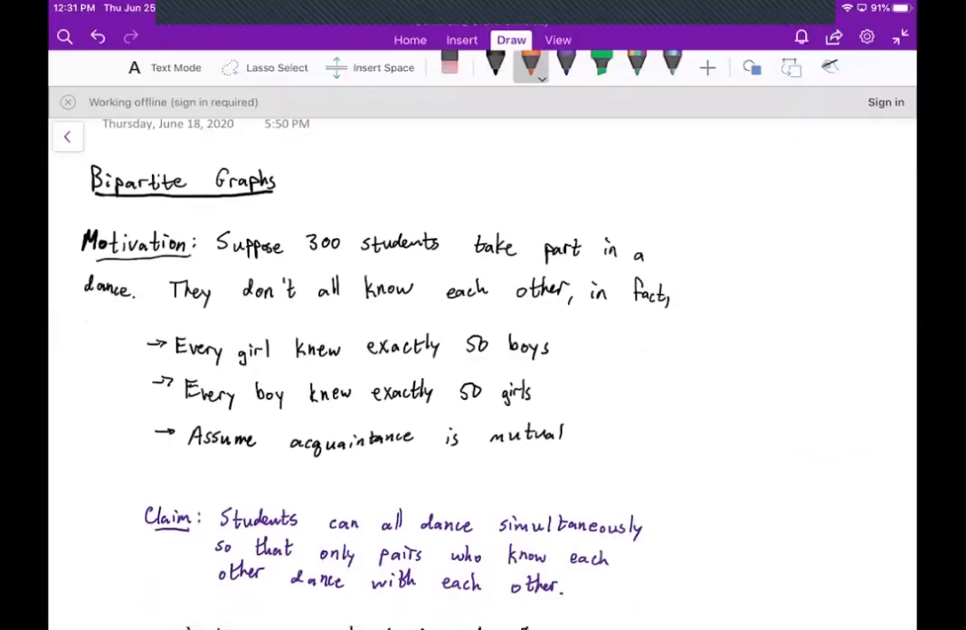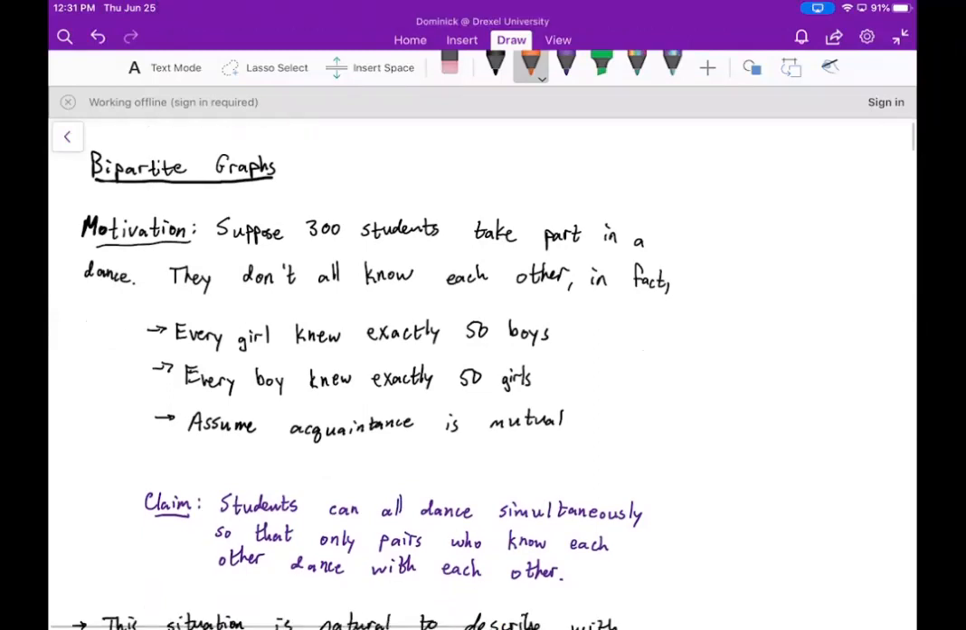Okay, guys, welcome. Today we're going to talk about bipartite graphs. Now the motivation for these types of graphs is that we're going to suppose that 300 students take part in a dance, and they don't all know each other, but we have that every girl knows exactly 50 boys, and every boy knows exactly 50 girls. And of course, we'll assume that acquaintance is mutual.